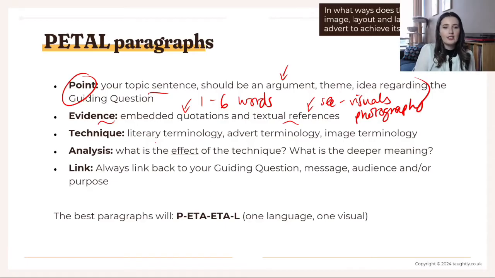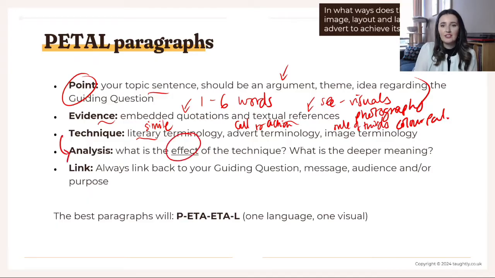After that, you are going to talk about a technique. So that could be literary terminology, for example, simile, metaphor, etc. It could be advert terminology like call to action, or image terminology like rule of thirds, or colour palette, or so on. Now, anytime you ever tell me a technique, you always have to tell me the effect, and the effect is your analysis. So what is the effect of the technique? Why is it being used? And what is its deeper meaning? And then finally, you are going to link. So you should always, always, always link back to your guiding question, your message, the audience, or purpose.